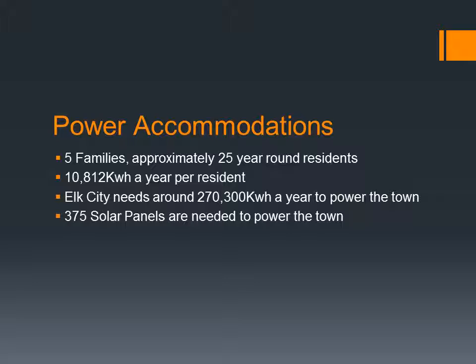Broken down, the solar panels need to produce 750 kilowatt hours a day to fully power the town of Elk City. The average solar panel produces 265 watts an hour. The panels collect solar rays for an optimal 8 hours a day, each producing 2.1 kilowatts a day. Elk City would need to install 375 panels to power the city.